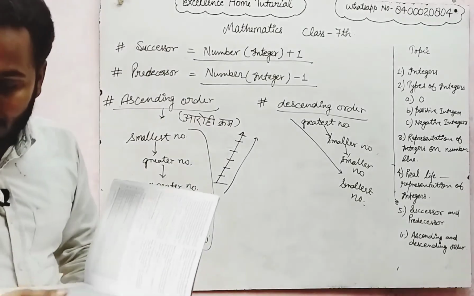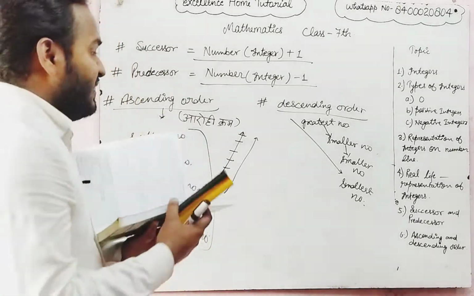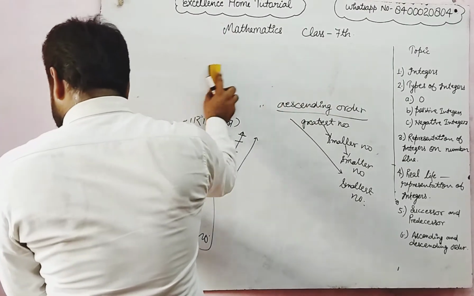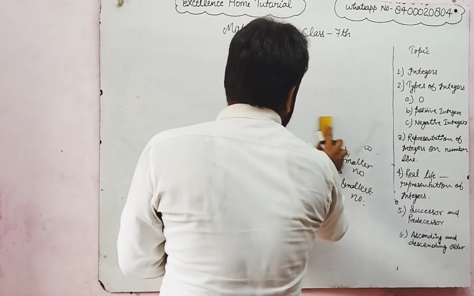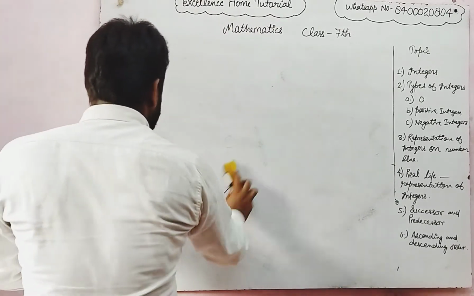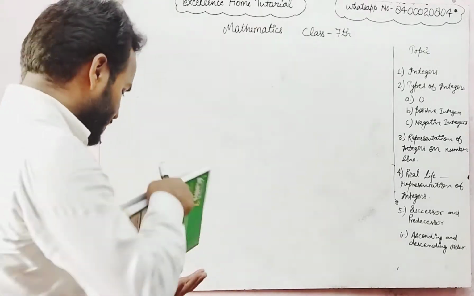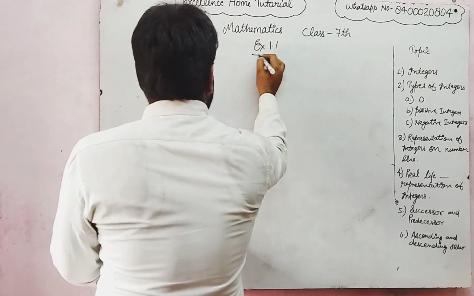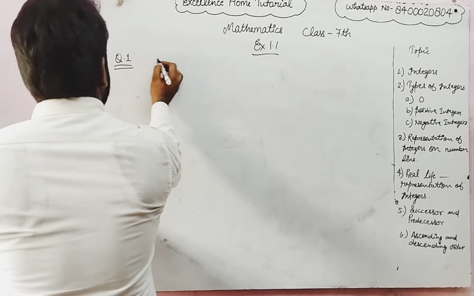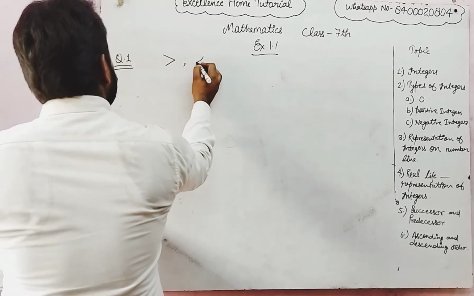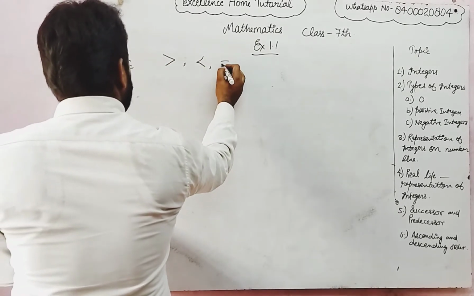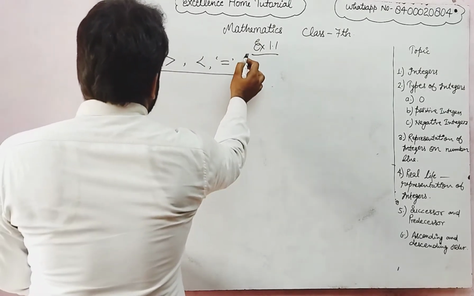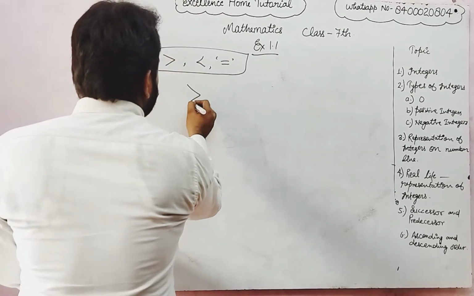Exercise 1.1, question number 1, in which we have to find the greater number and smaller number. Put the appropriate symbol, that is greater than, smaller than and equal to sign. So moving on, exercise 1.1, question 1 says that we have to put greater than sign, less than sign and equal sign. In this question, first of all, we have to discuss the greater than sign.